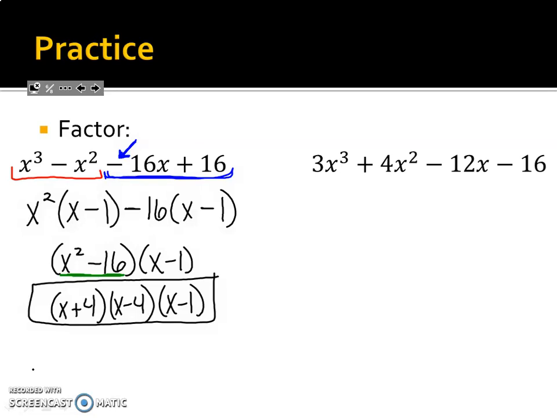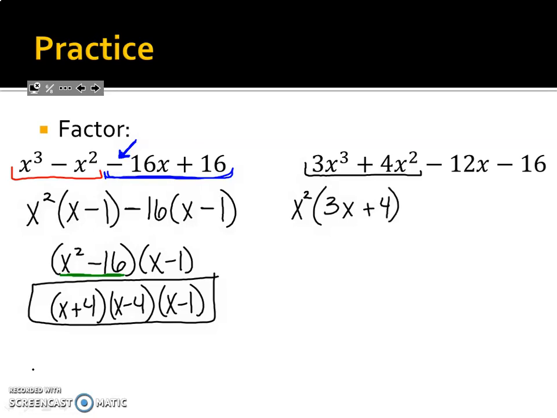All right, let's do one more. This one could be a little bit more difficult. I've got 3x cubed plus 4x squared. 3 and 4 don't have anything in common, but I could still pull out an x squared. Leaves me with a 3x plus 4.